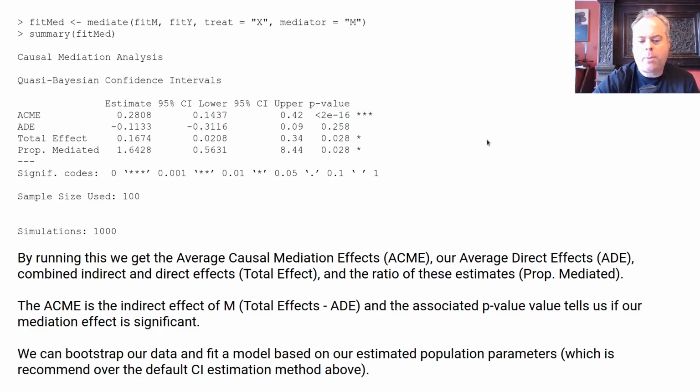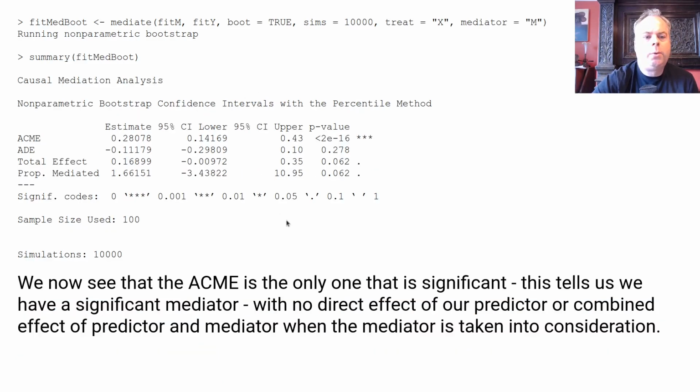And we can bootstrap our data and fit a model based on our estimated population parameters, which is actually recommended over using this confidence interval estimation method up here. So we're going to do that using bootstrapping. So we just add this extra parameter. We're asking for 10,000 bootstrap simulations in the mediate function.